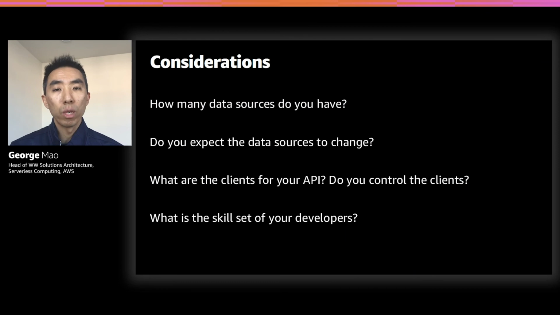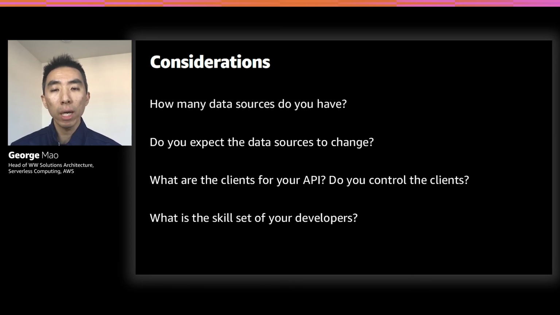So there are a lot of considerations when you're working through your choice. Number one is how many data sources do you have? If you have a lot of data sources, you might want to go with GraphQL APIs because it can abstract away the different data sources on the back end and simply invoke the correct resolvers that map to those data sources. Do you expect your data sources to change a lot? If you do, this might be a candidate for GraphQL again, since you can change your resolvers easily.